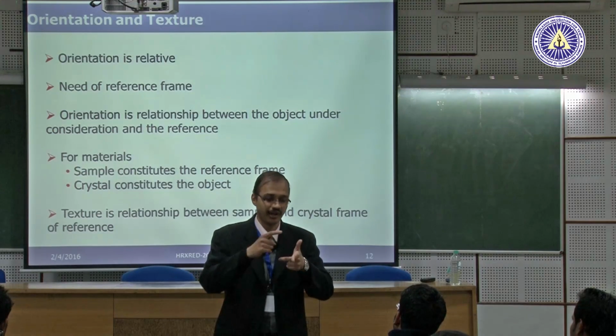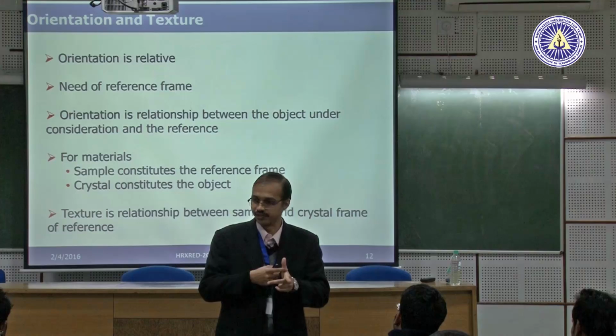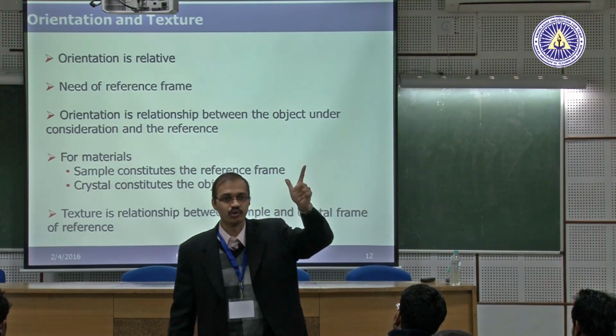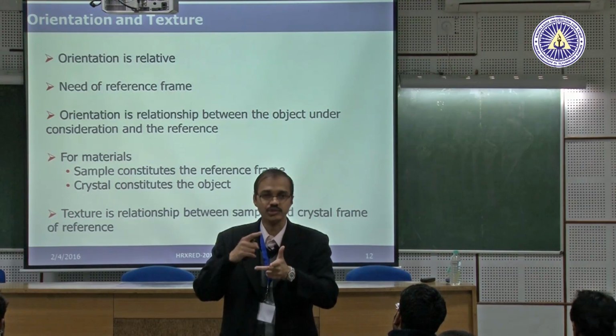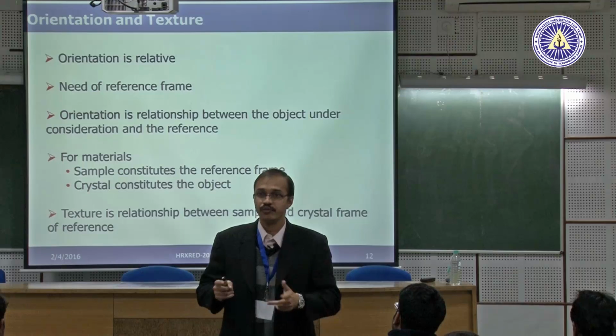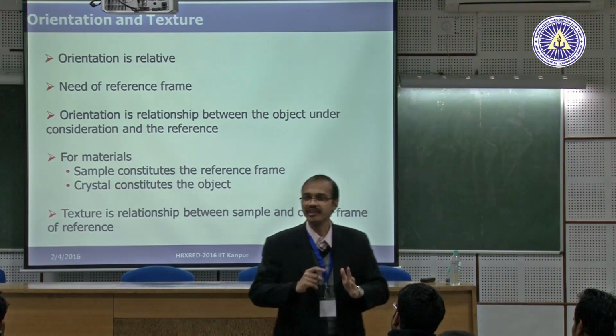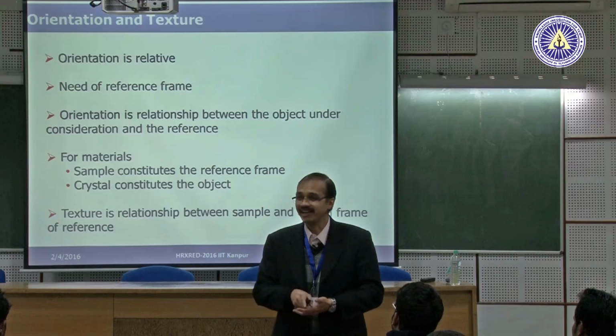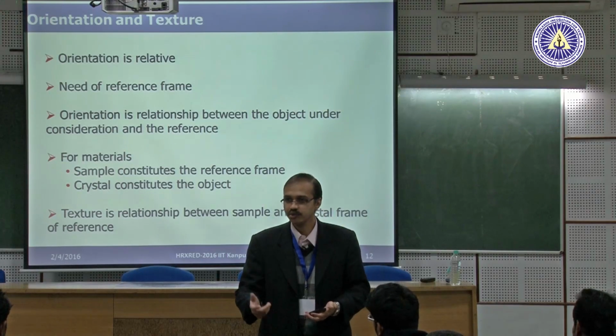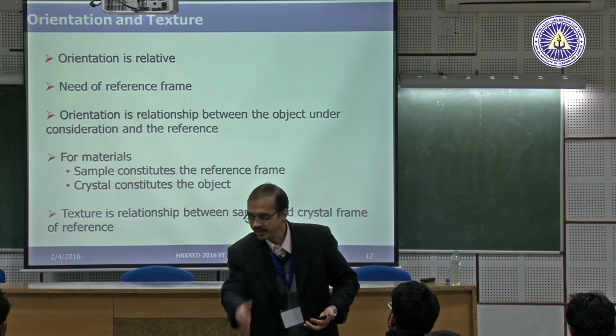He told you for cubic you can have 1 0 0, 0 1 0, 0 0 1. These form a nice orthogonal system, right? Fine. Now, for texture that has evolved for rolling, I can also define this in a rolled sheet, which is also orthogonal. So you have three directions. One is the rolling direction.